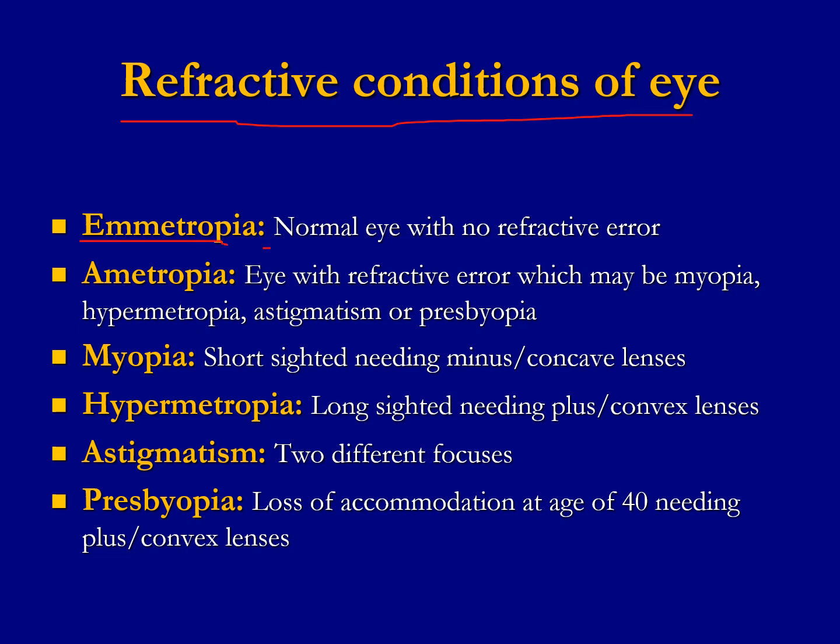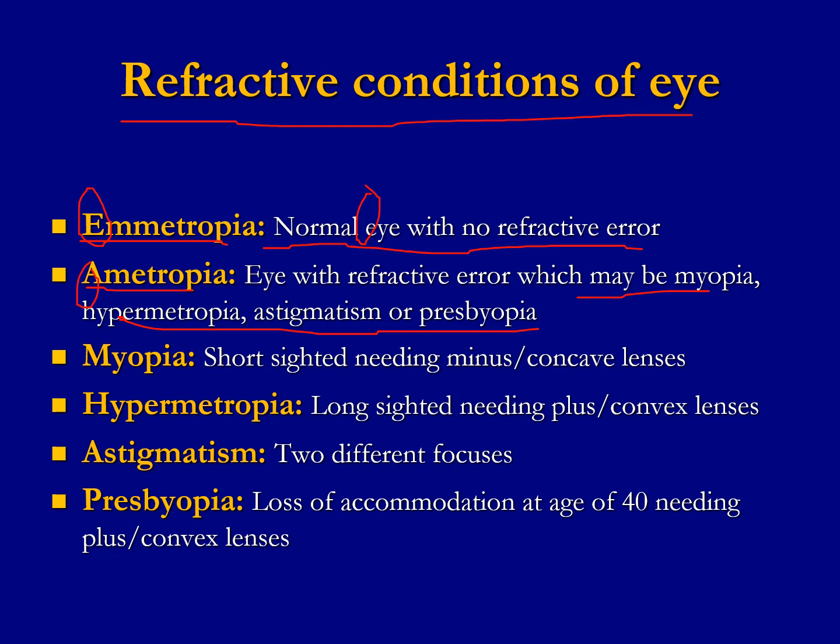Emmetropia means normal eye with no refractive error. E for emmetropia, E for normal eye. Ametropia means an abnormal eye with a refractive error which may be myopia, hypermetropia, astigmatism or presbyopia. So any abnormality. A for ametropia, A for abnormality is any refractive condition of the eye.